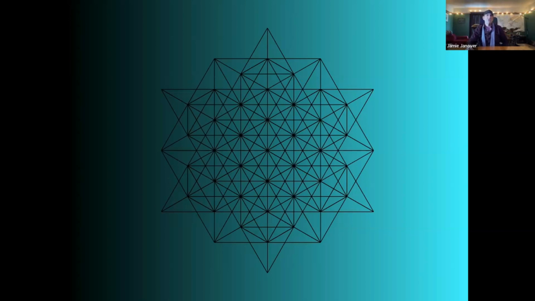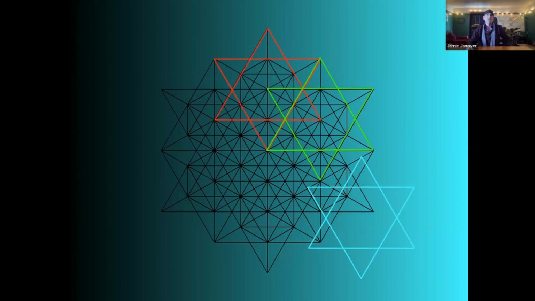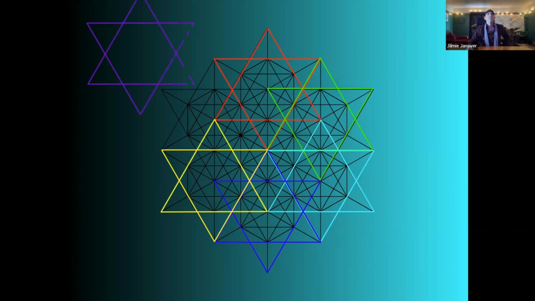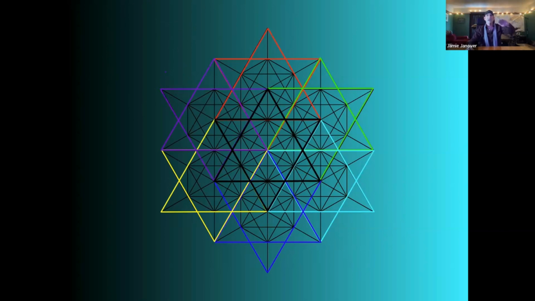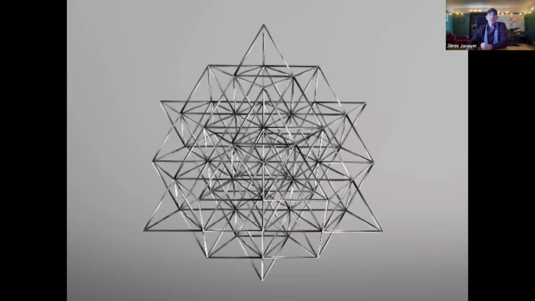This is showing you that this geometry is a 3-dimensional structure. 8 star tetrahedrons put together gives you this 64 tetrahedron grid. The 7th one has a 1 behind it. This is kind of a computer animation of a 64 tetrahedron grid.